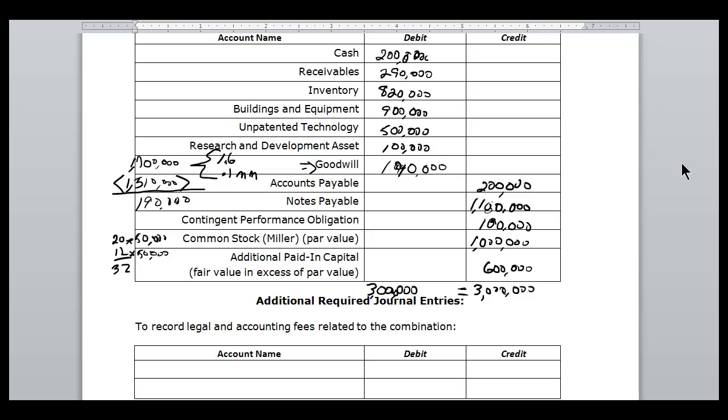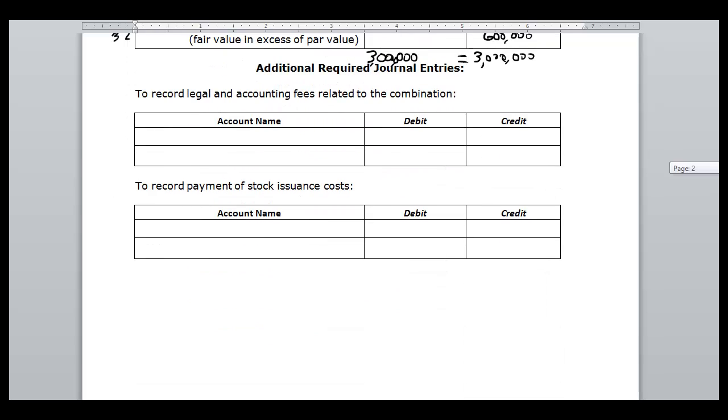Now, a couple other housekeeping items. We've got to take care of the lawyers and the accountants, and so we're going to debit professionals' fees expense, right? Remember that it said we paid them $20,000, and then we're going to credit cash for $20,000. So not very problematic there. And then the other thing we did is we had $10,000 of the issuance cost for the stock.